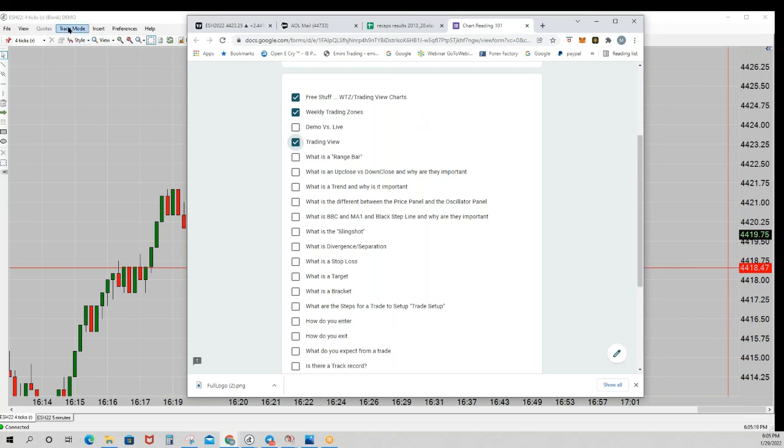And I just wanted to point that out because a lot of people will say, well, you're just doing a demo, so it doesn't matter. In the room, it's not going to be demo. All right, so let me check that one off. All right, now we get into range bar. What is a range bar?